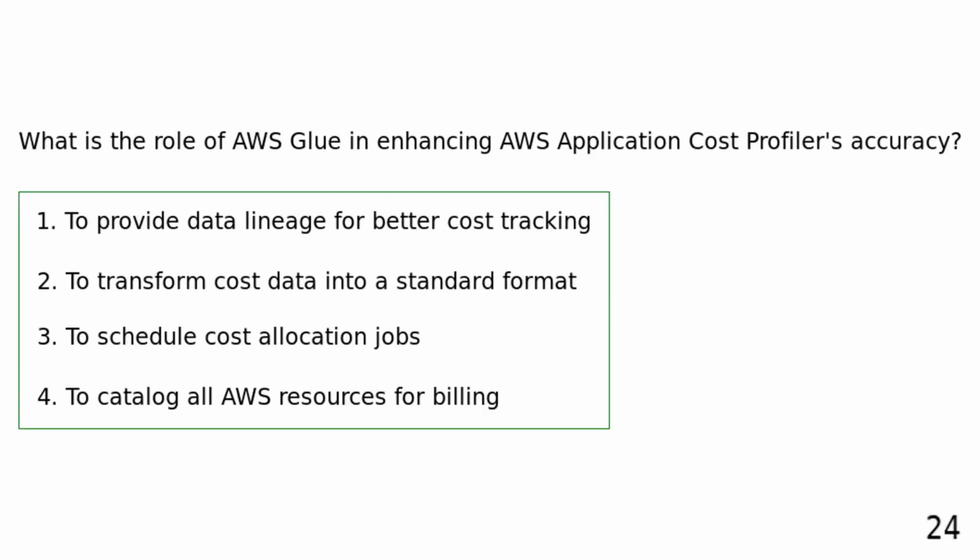What is the role of AWS Glue in enhancing AWS Application Cost Profiler's accuracy? To provide data lineage for better cost tracking. To transform cost data into a standard format. To schedule cost allocation jobs. To catalog all AWS resources for billing.